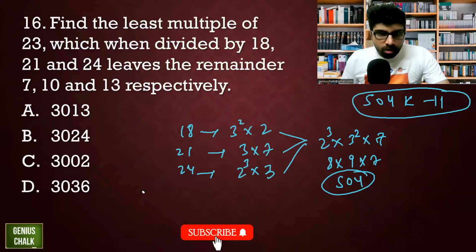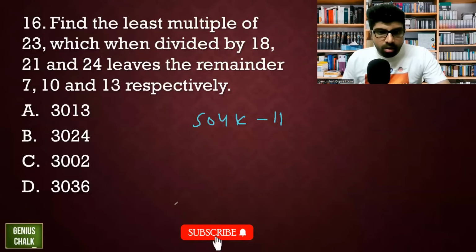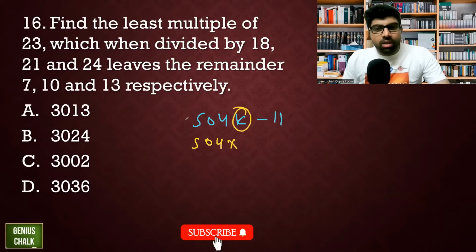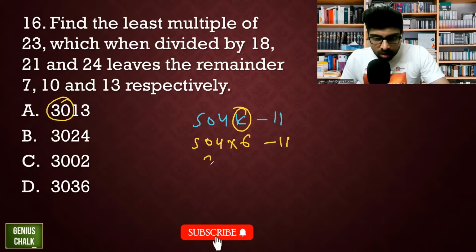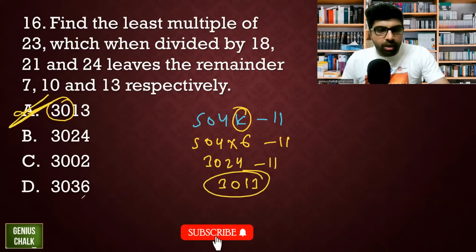So this has to be 504k minus 11. So let's find it. What is this k? If I multiply this by 6, I will get closer to 3000. So this is 3024 minus 11, that is 3013. So that is option A. Option A has to be my answer. So this is how we can solve this.